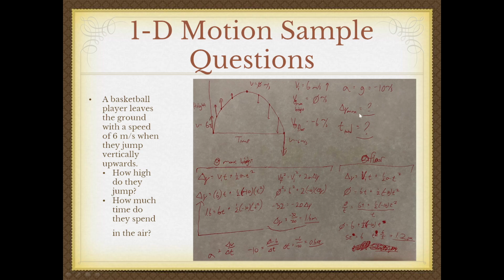And the 2 things we're looking for here are maximum height, which I'm going to call delta y max, the biggest change in position from our starting location. And also we want to know the total amount of time in the air. So, with all that said, we've got everything listed out. We know V initial. We've got 2 different reference frames for V final, depending on which moment we're looking at. We've also got acceleration, and we are looking for delta y and t.